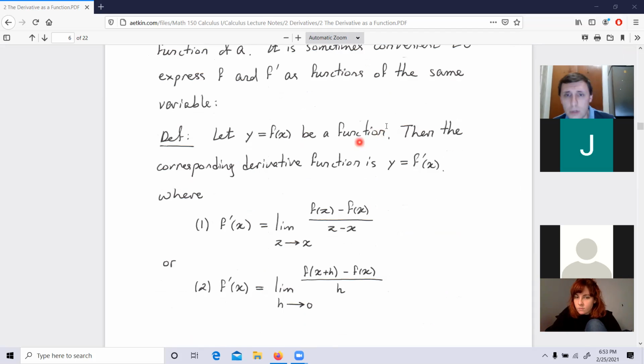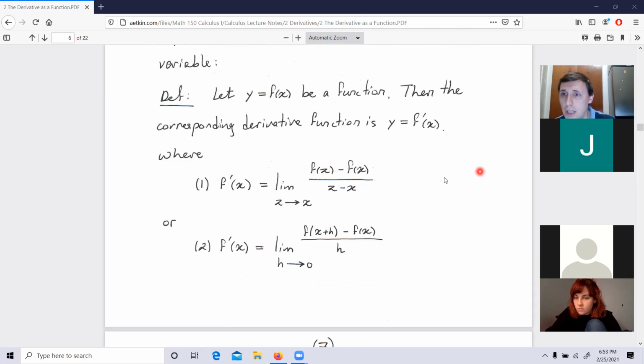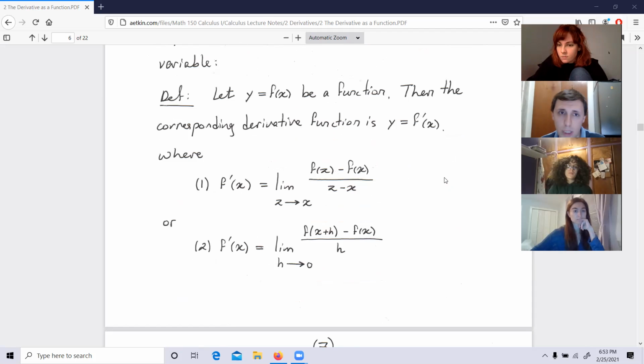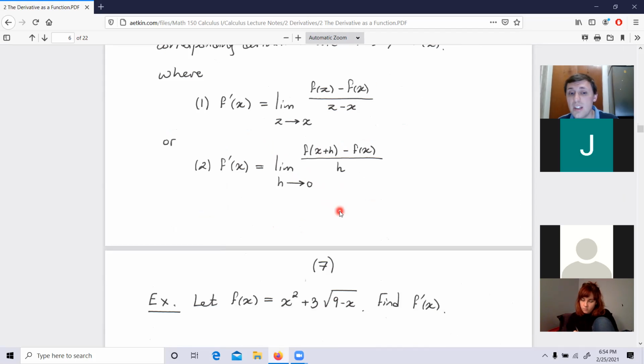So in order not to move from x to a, we are going to make a slight modification. Okay, guys, hopefully it's not confusing, it's just notation. I see that f of x is a function of x, and I want the derivative f prime to also be a function of x. So I make x that fixed point rather than a. For that, I need another letter, and the other letter is going to be z. So f prime of x is the limit as z approaches x of f of z minus f of x divided by z minus x. And the second definition is, as h goes to 0, f of x plus h minus f of x divided by h. Good?